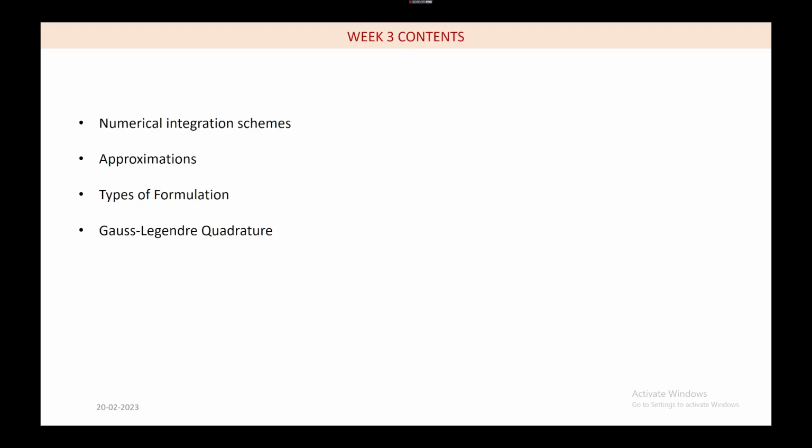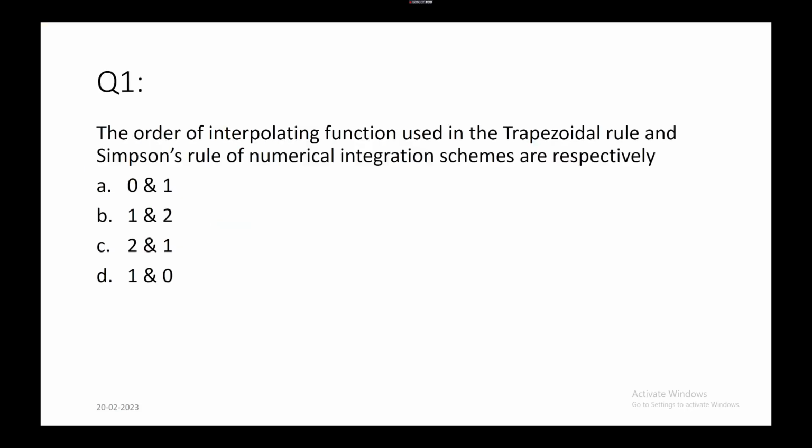Coming back, these were the four main topics which were covered in the week 3 contents of the lectures. We'll just see some set of 15 to 16 sample questions. It will be a combination of both objective and subjective questions. This will help you to recap the concepts of what we learned in the week 3 contents. So let us move on to the questions.